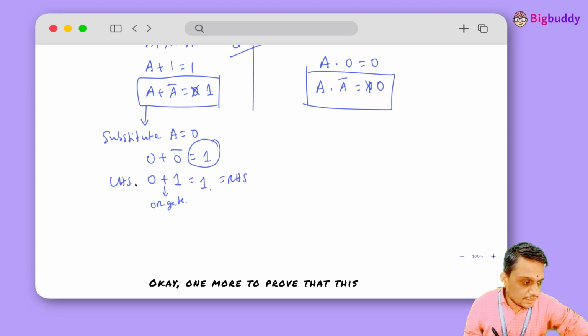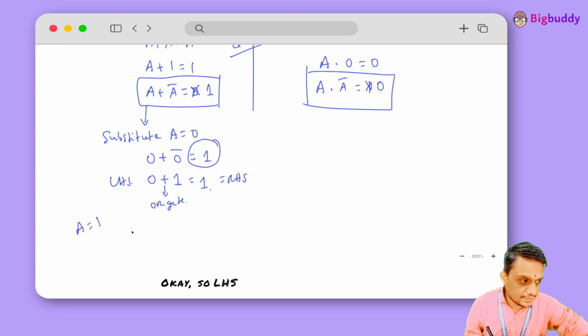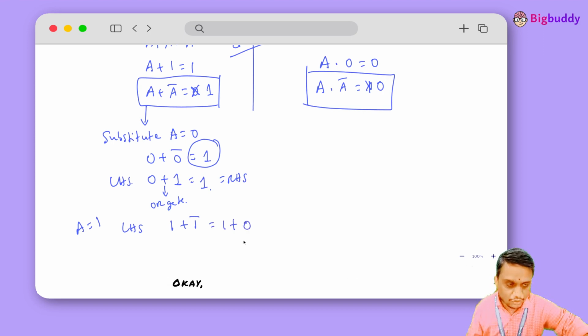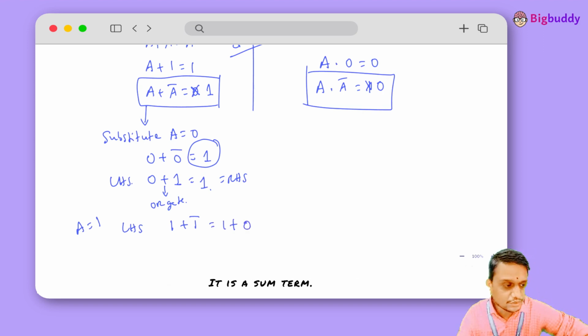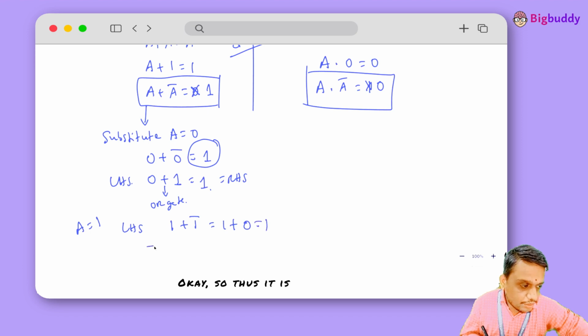One more. To prove that this is true, substitute A is equal to 1. So LHS is 1 plus 1 bar. What is 1 plus 1 bar? 1 bar is 0, so it is 1 plus 0. Plus means OR gate, it is a sum term, so 1 0 is always 1 only. Thus it is proved.